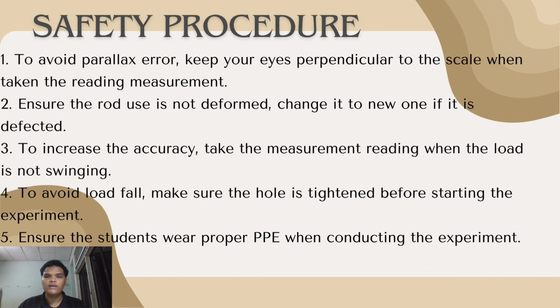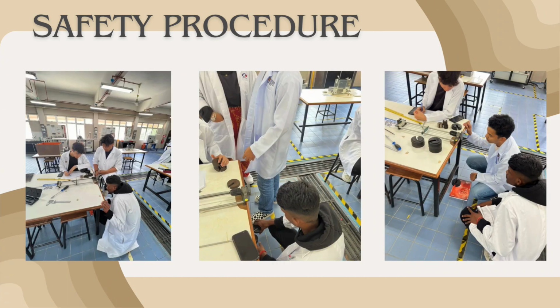To increase the accuracy, take the measurement reading when the load is not swinging. And the second last one is, to avoid load fall, make sure the hole is tightened before starting the experiment. And the last one is, ensure the student wears proper PPE when conducting the experiment, which is the lab coat.